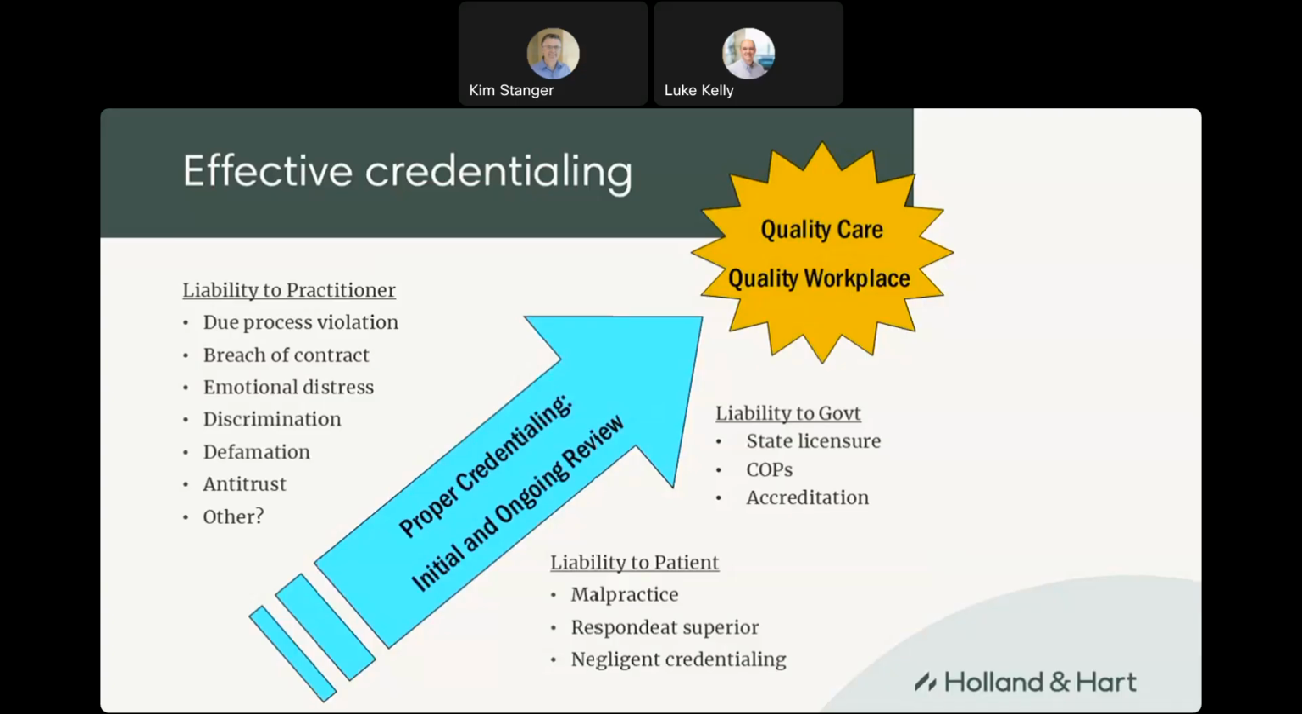On the other hand, if you veer off and you don't do it in an appropriate manner, you could be liable to the patient for malpractice or negligent credentialing. You could be liable to the government if you don't do it, because state licensure rules, conditions of participation, and accreditation standards generally require that you engage in appropriate credentialing.